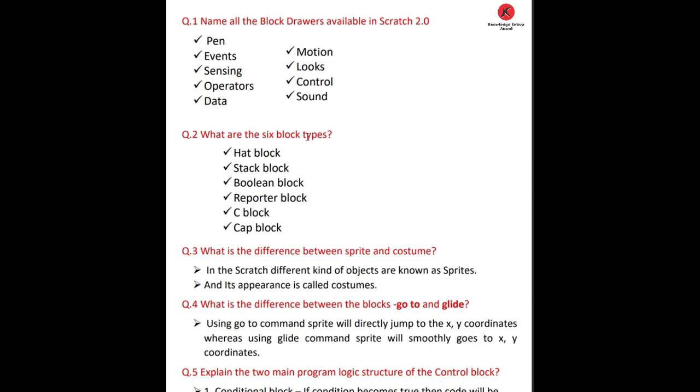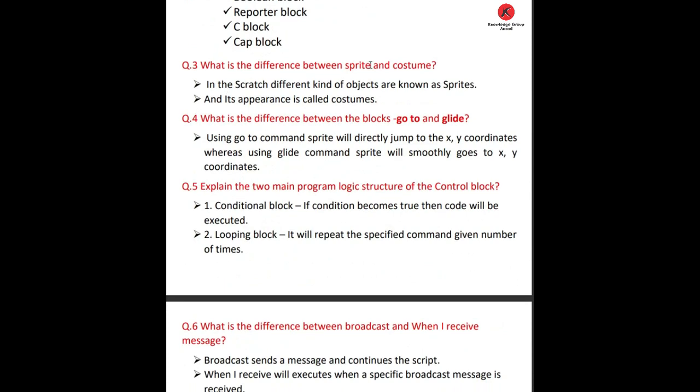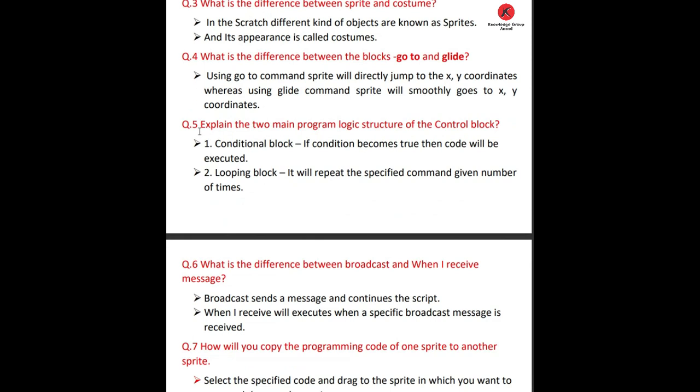What are the 6 block types? So head block, stack, boolean, reporter, C and cap. What is the difference between sprite and costume? In Scratch, different kinds of objects are known as sprites and their appearance is called a costume. What is the difference between the blocks goto and glide? Using the goto command, the sprite will directly jump to the x and y coordinates, whereas using the glide command, the sprite will smoothly go to the x and y coordinates.